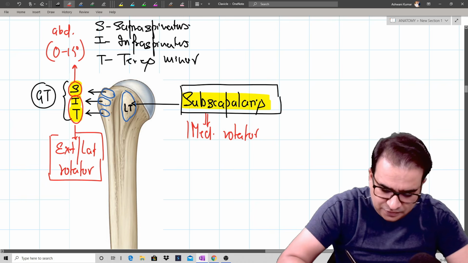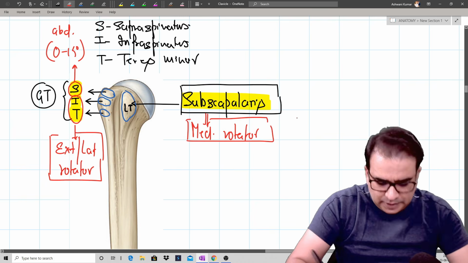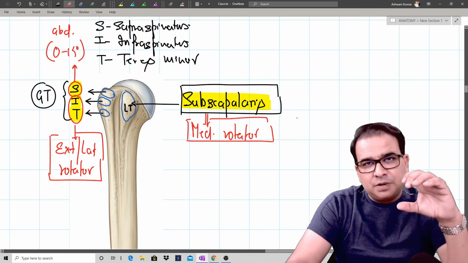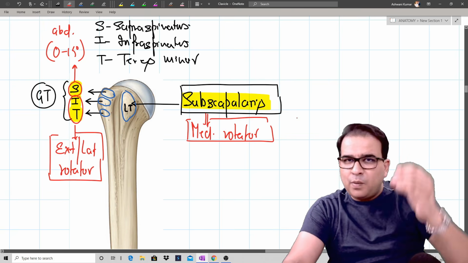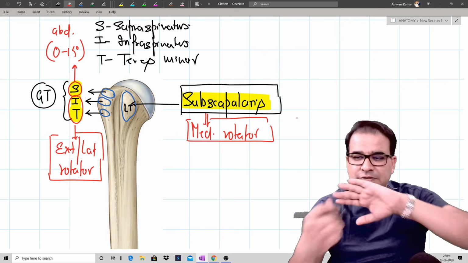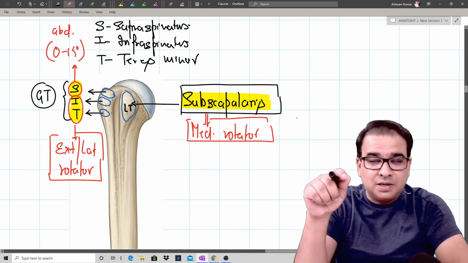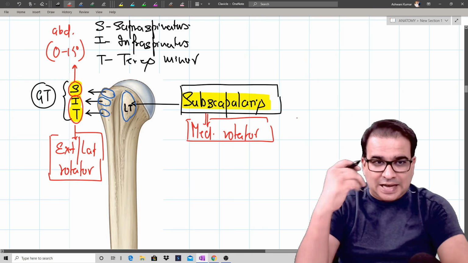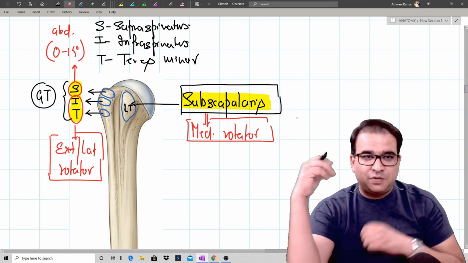And that is one interesting fact to remember. The teres minor and teres major both originate like one above and one below, but their function is exactly opposite. Teres minor is for the lateral rotation, but teres major will be for the medial rotation, and that you will understand by looking at one of the pictures which I'll show you after this.